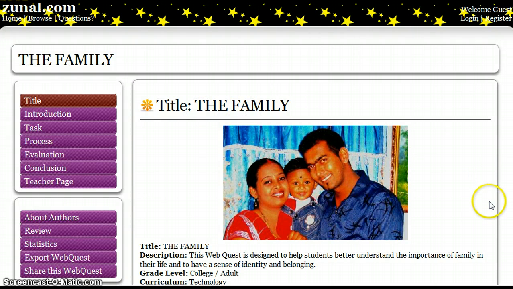So this is how I have prepared my title page. There is a picture of a family, so that it's eye-catching. It's a bright, colorful picture, so that students get attracted to it. And then I have written the title there, a description about my Webquest, the grade it is suitable for, and the curriculum it is taken from. Then moving to the introduction page.